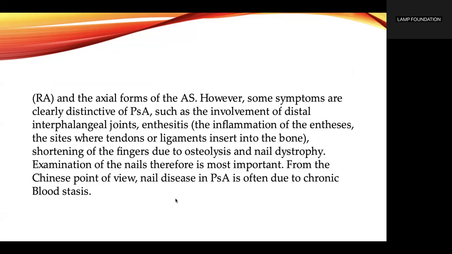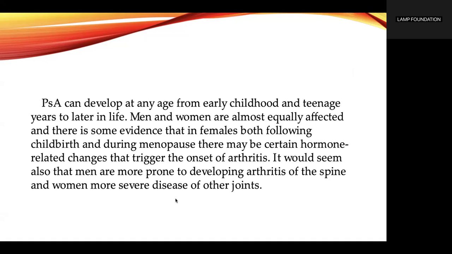However, some symptoms are clearly distinctive of psoriatic arthritis, such as the involvement of distal interphalangeal joints, enthesitis, the inflammation of the entheses, the sites where tendons or ligaments insert into the bone, shortening of the fingers due to osteolysis, and nail dystrophy. Examination of the nails, therefore, is most important. From the Chinese point of view, nail disease is often due to chronic blood stasis.